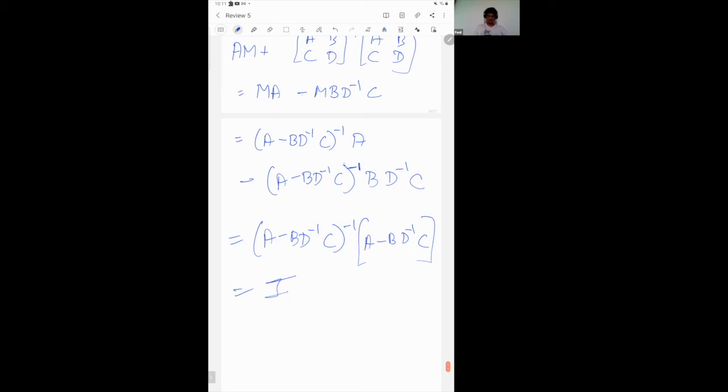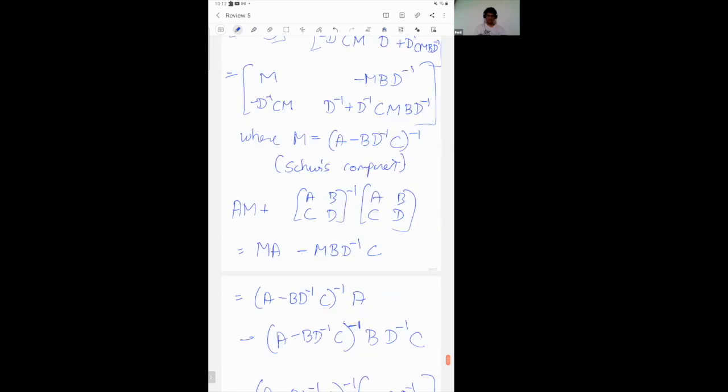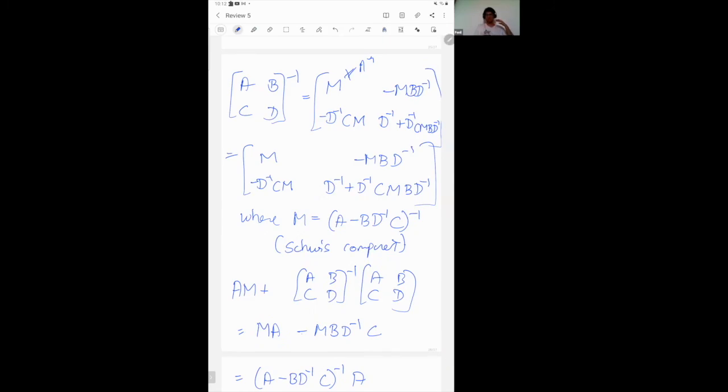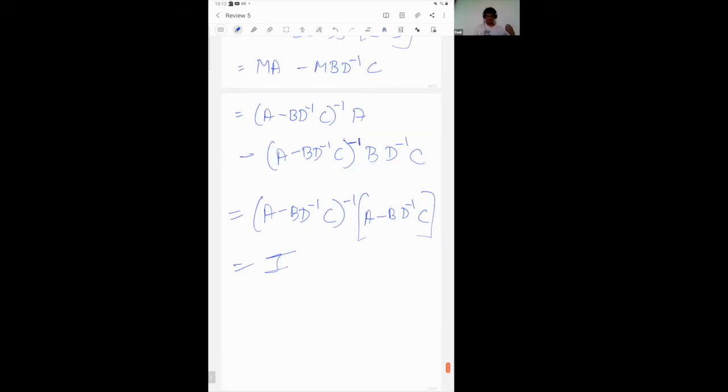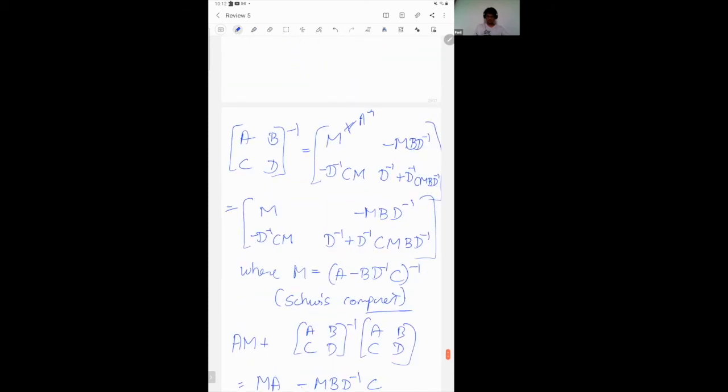I won't go through each of these, just as I did for the first one. Maybe you can try for the second, and verify that if you multiply what we got for the top left corner, then for the top right and bottom left it should evaluate to 0, and the bottom right should evaluate to the identity matrix. You can verify all that in your free time, but that's what you get for the Schur complement. And now we can get sigma A inverse in terms of the precision A inverse in terms of all this.